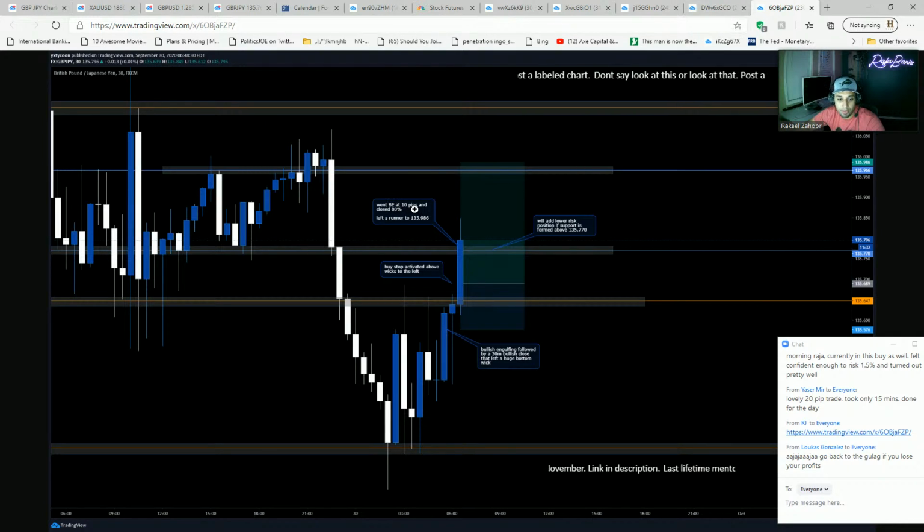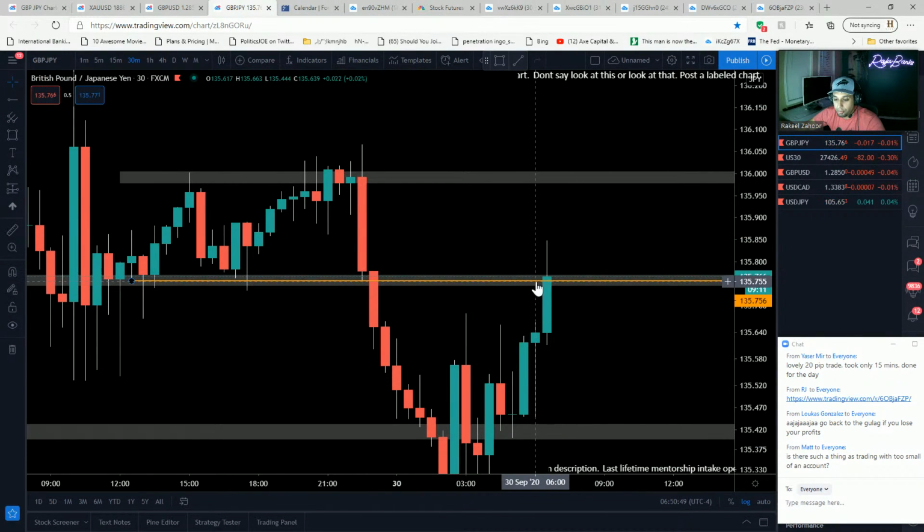Oh, look at this. Break even at 10 pips, will add lower risk position if support is formed. Yeah, that's something I'm waiting for here too, if a support is formed at this point.